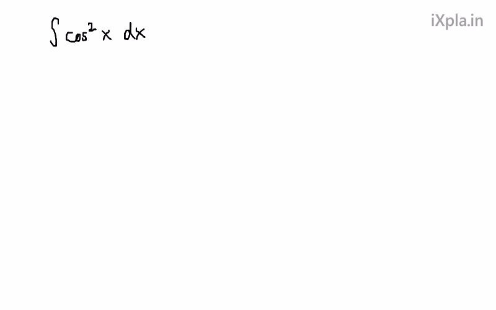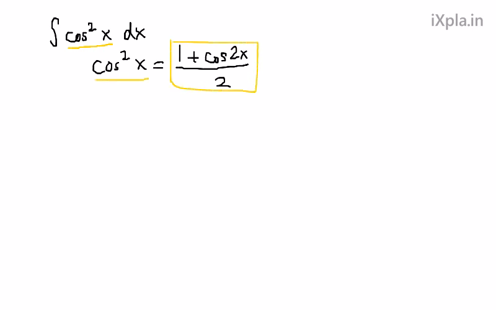For this, you're actually going to have to use this identity, that cosine squared x is equal to 1 plus cosine of 2x all divided by 2. So let's just make a replacement here: where you see that cosine squared x, just replace it with this thing. So this integral becomes, this is equal to the integral of 1 plus cosine of 2x all divided by 2 dx.